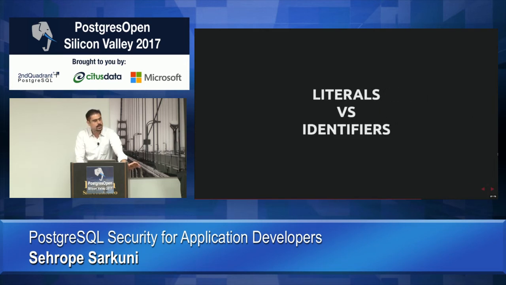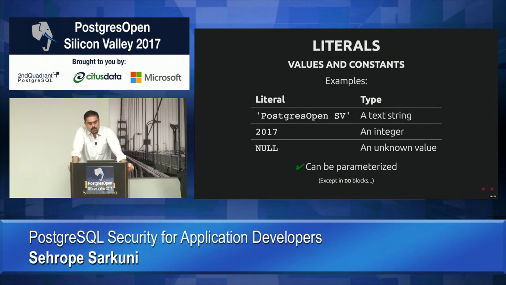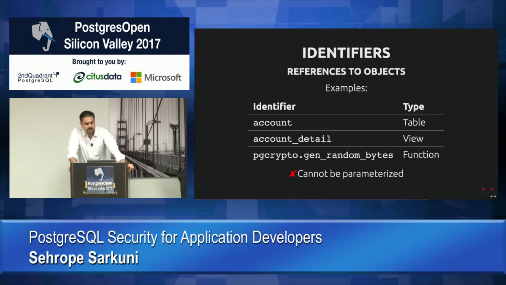When you look at SQL, besides the commands themselves, the keywords, there are two kinds of fields: literals and identifiers. Literals are things like text, like Postgres Open in text, or 2017. Null itself is actually a literal. These can be parameterized in almost every context. There's one slight exception inside DO blocks, which is kind of annoying, but that's its own thing. Otherwise, in everything else you can do in Postgres, you can specify anything which is a literal value as a parameter. Identifiers are things like tables, views, functions, any object you create inside of the database. And these can't be parameterized.